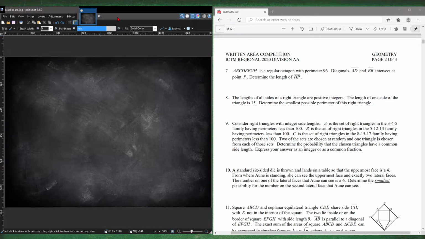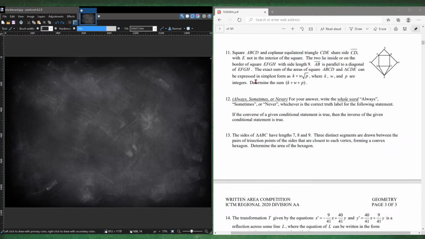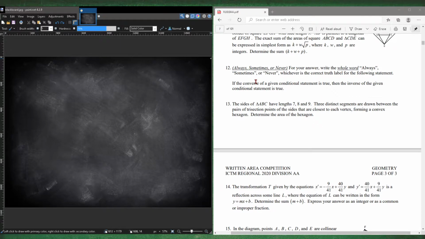This would be the third part of the ICTM Regional 2020 Division AA Geometry, which I'll be covering questions 13, 14, and 17. Okay, question 13. The sides of triangle ABC have lengths 7, 8, 9, and three distinct segments are drawn between the points of trisection of the sides that are closest to each vertex, forming a convex hexagon. Determine the area of the hexagon.